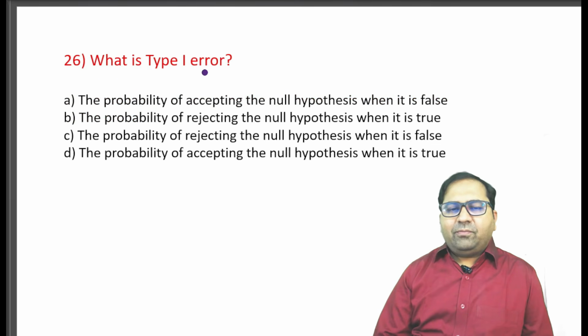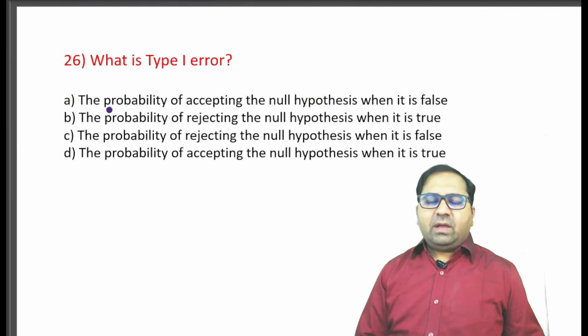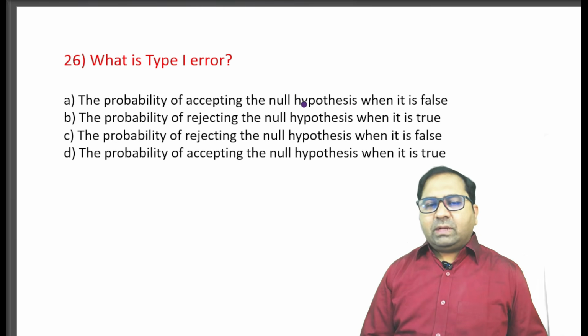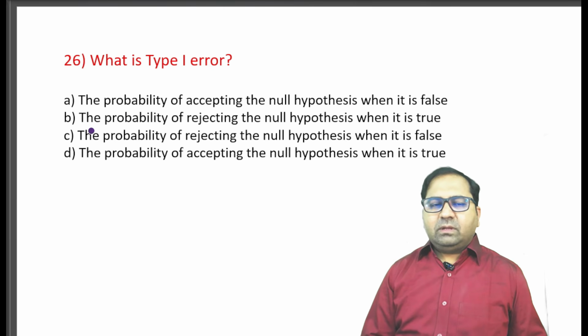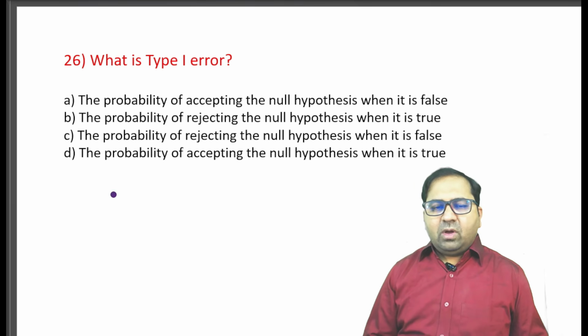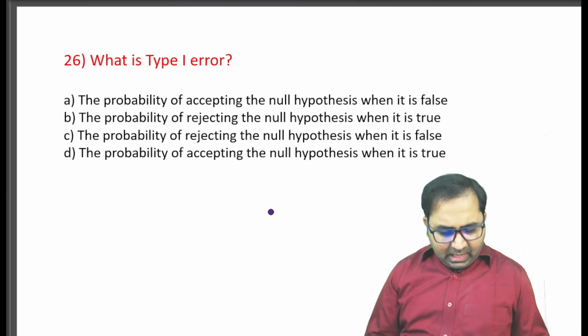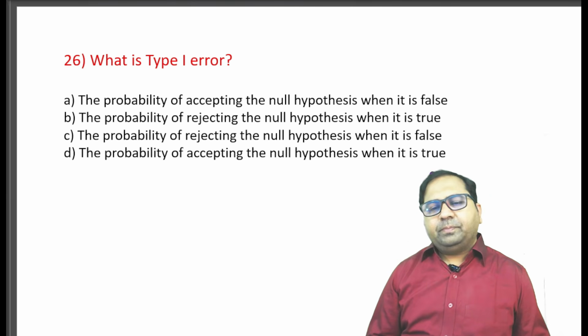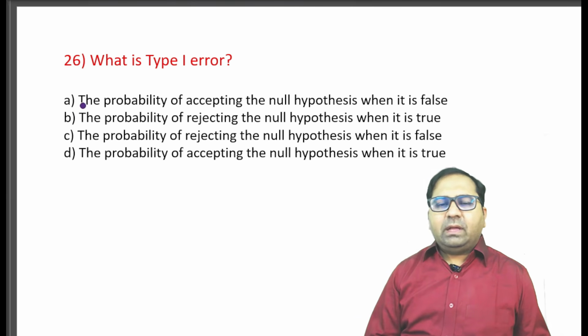Next question, what is type 1 error? The options they gave are A. The probability of accepting the null hypothesis when it is false. B. The probability of rejecting the null hypothesis when it is true. C. The probability of rejecting the null hypothesis when it is false. Or D. The probability of accepting the null hypothesis when it is true. So what is the answer? Type 1 error is nothing but option number B. The probability of rejecting the null hypothesis when it is true.